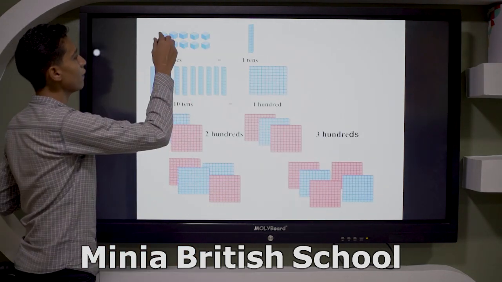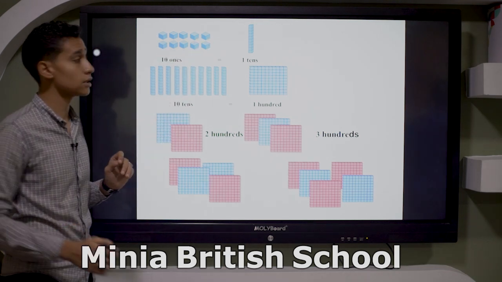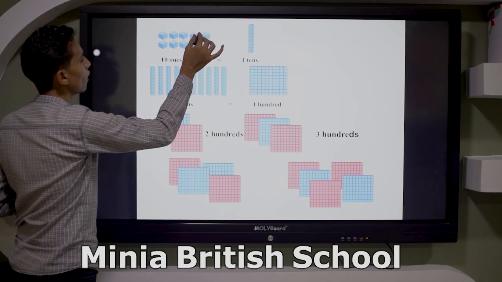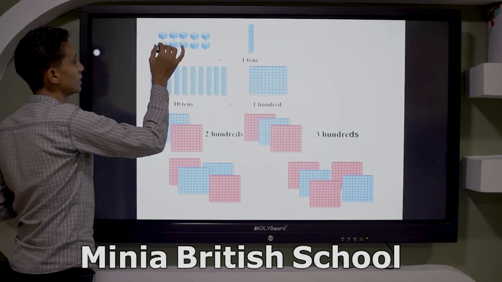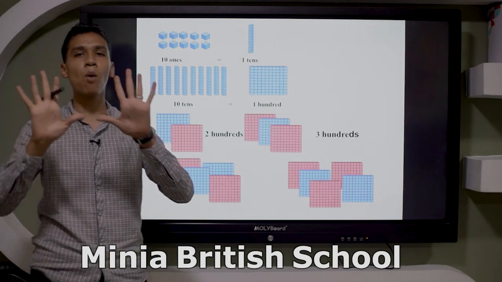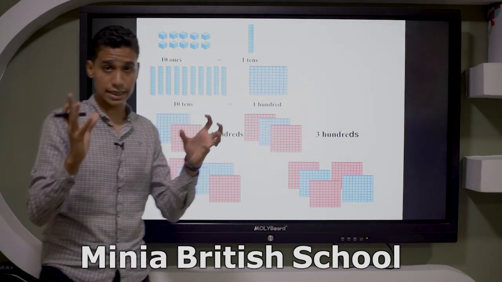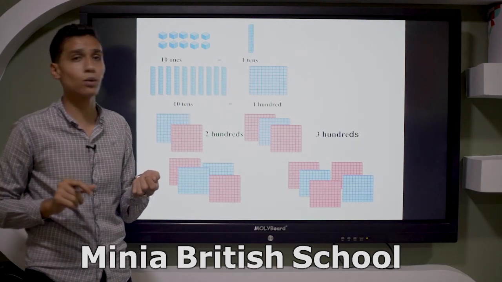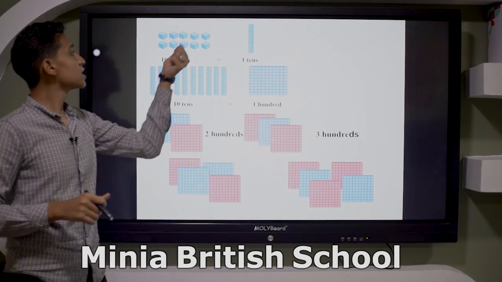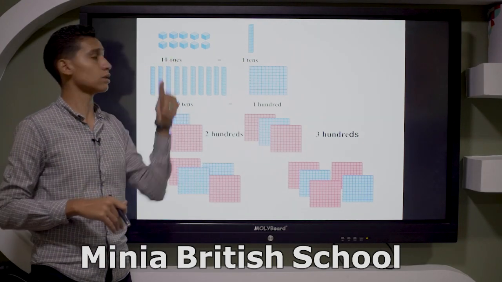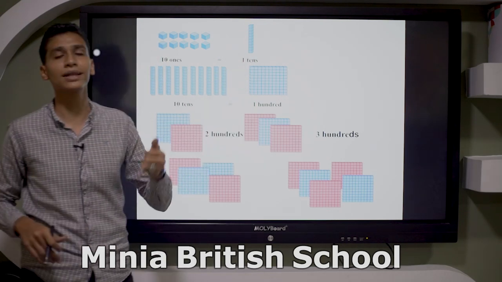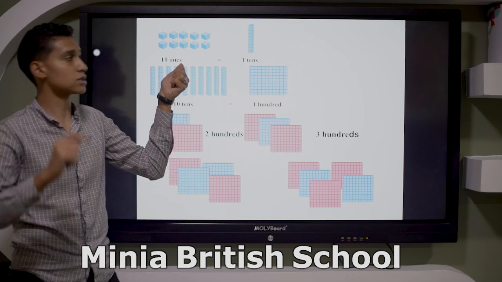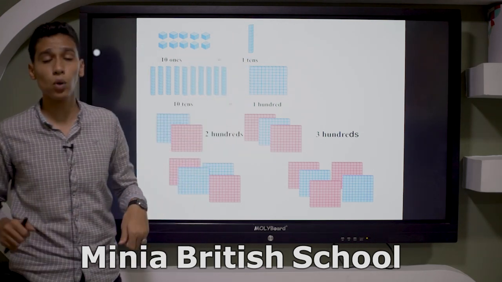Here I have 10 small squares: 1, 2, 3, 4, 5, 6, 7, 8, 9, 10. If I collect these 10 small squares, it will be a long stick. Here, the small squares we call ones, and the long stick is called tens. Again, small squares are called ones, and the long stick is called tens.